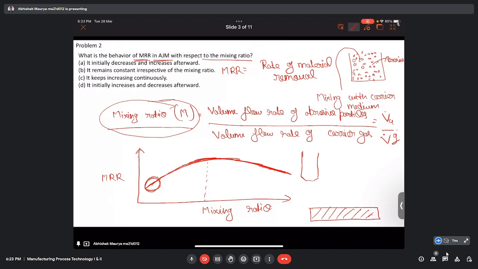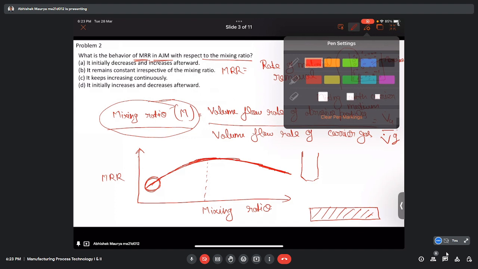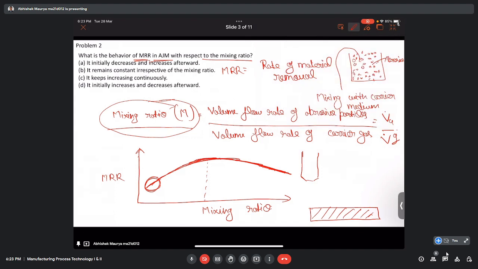and this is if we have low mixing ratio, this is low mixing ratio, and this is optimum mixing ratio. And this is, let's say, high mixing ratio.